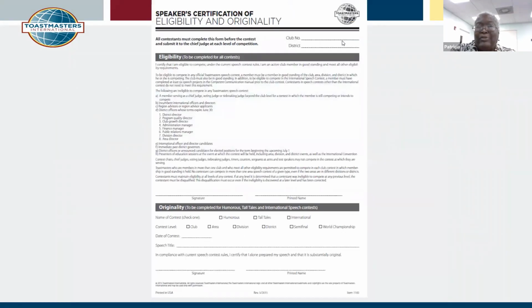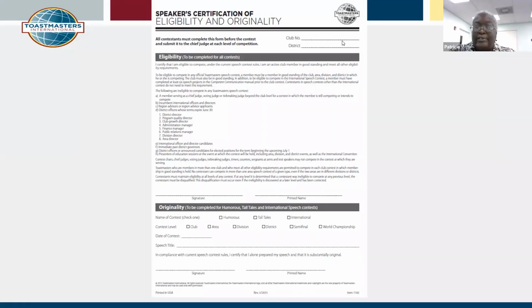And the other form is your eligibility and originality form for the speakers that they will fill out. This could have been done in advance, as we shared with you earlier. You could have sent this to them and they could have brought it in already completed. So you're just going to ensure that it's done correctly, that they signed it, and that they understand originality and what can happen if the contestant or members are not in good standing. You would have cleared all of that.